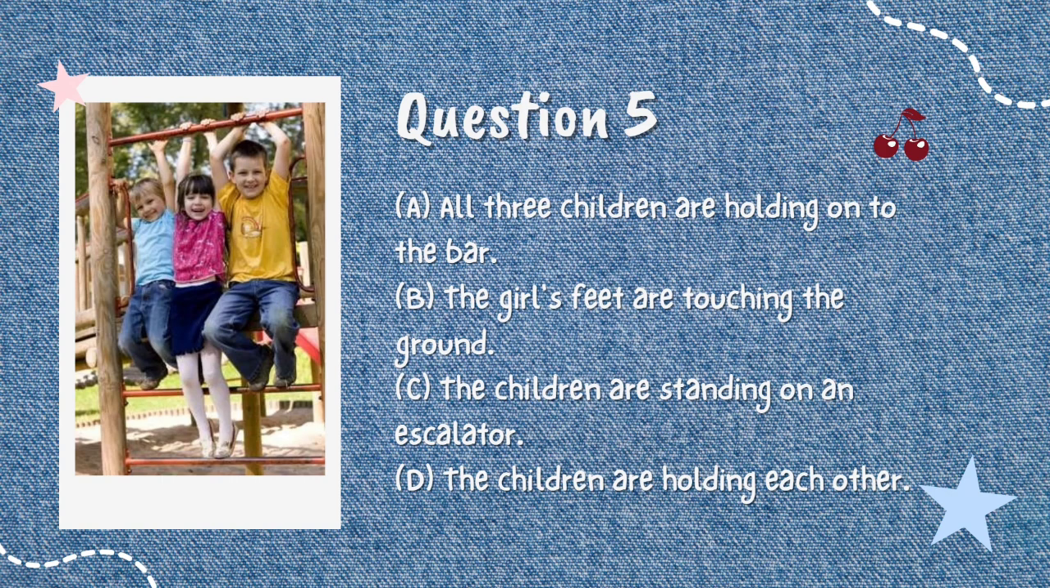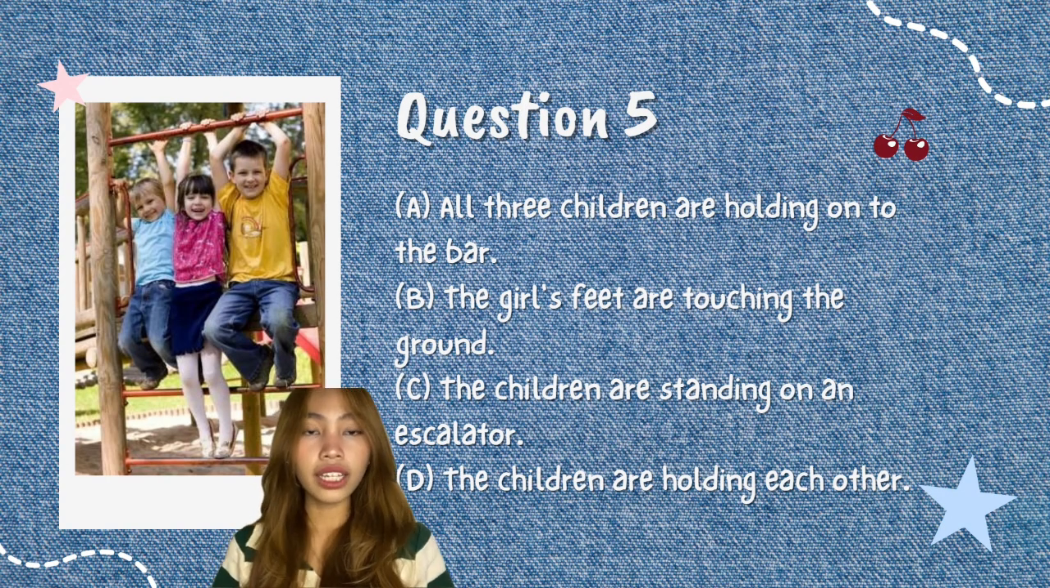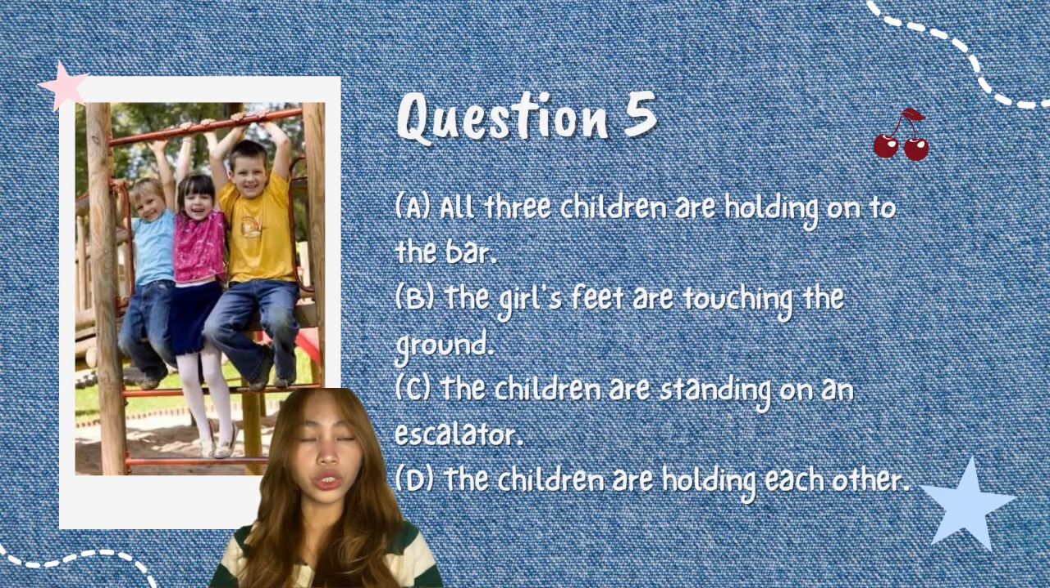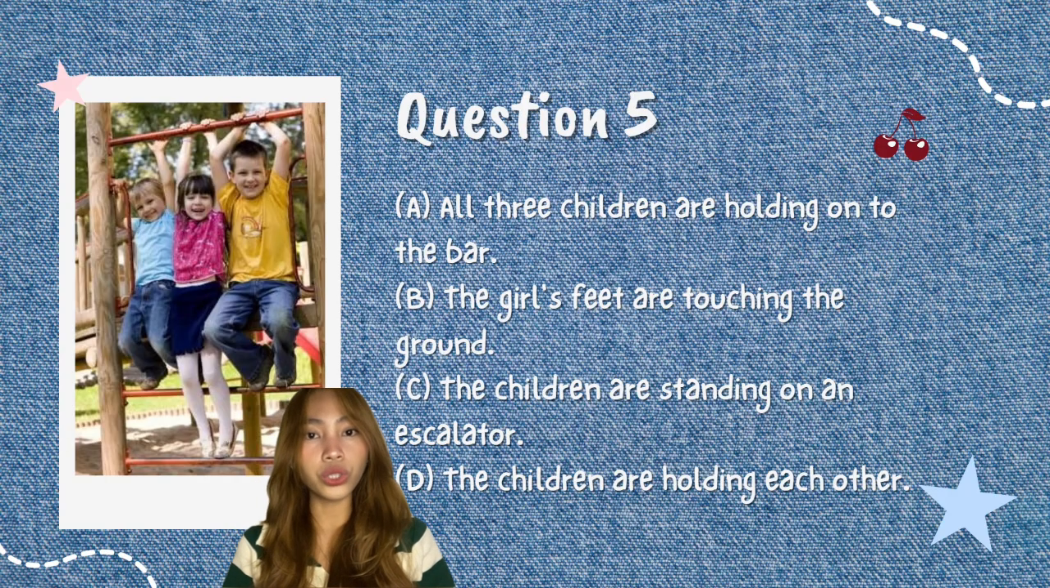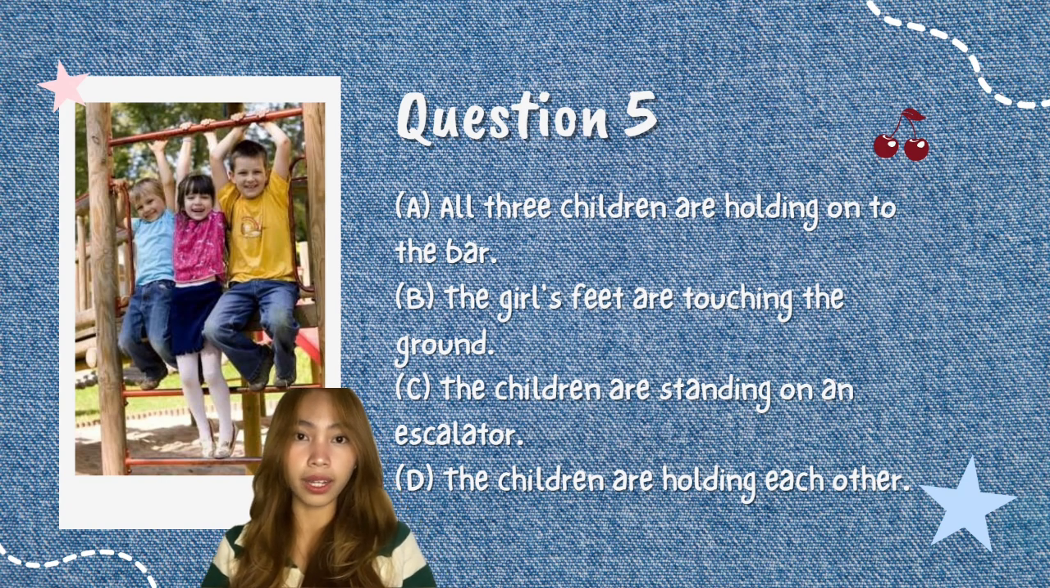D. The children are holding each other. Option A says all 3 children are holding on to the bar. In the picture, all 3 children are holding to the bar above their heads. So this statement is true. Option B says the girl's feet are touching the ground. Her feet are not touching the ground, so this option is incorrect.